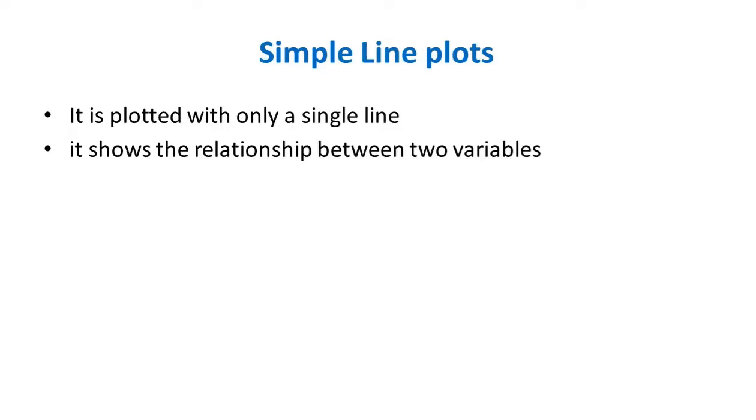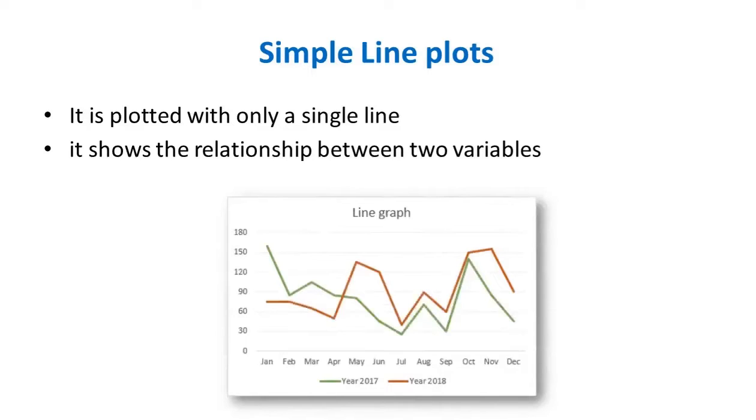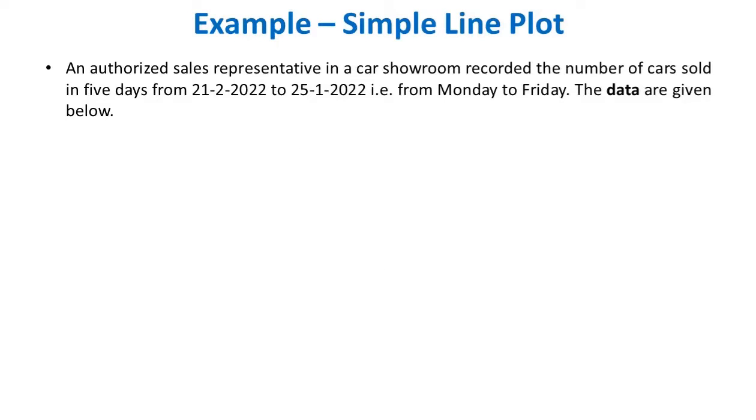First of all, we shall see about simple line graphs. A simple line graph has only one line, which depicts the change in one variable with respect to the other variable. In most cases, one variable is dependent, whereas the other variable is independent. Let us understand the simple line graph through an example.